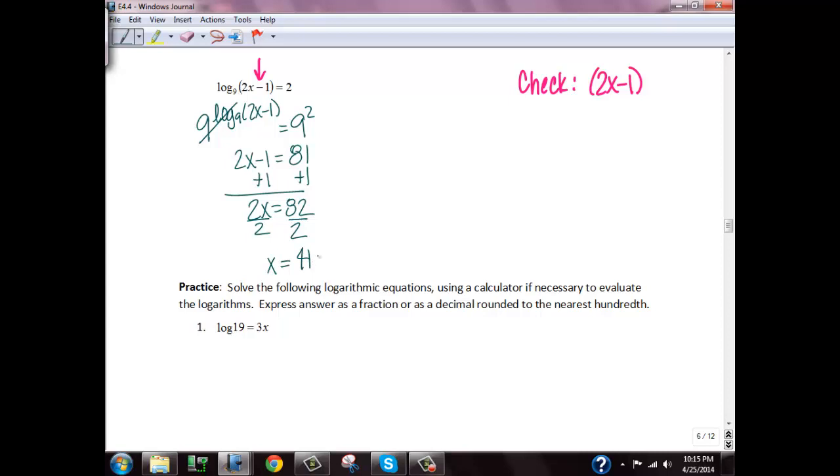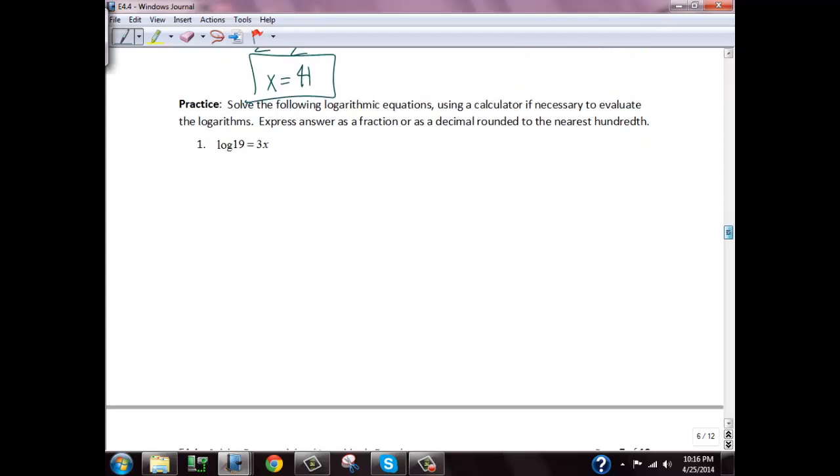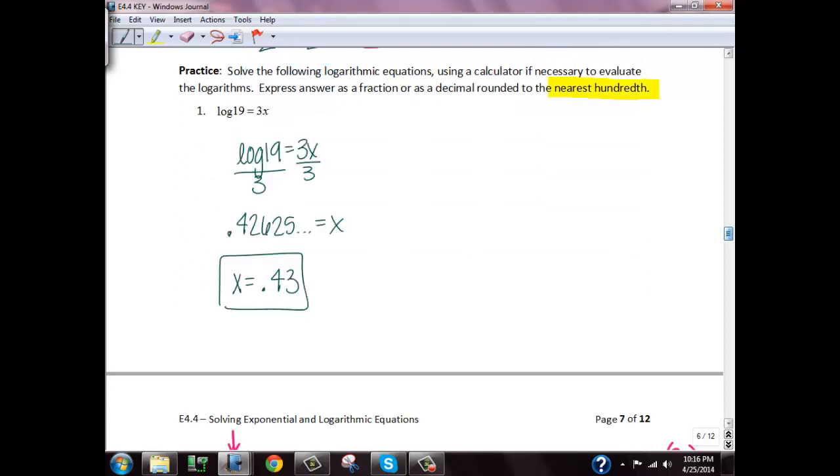Now before I circle my answer, I must check x equals 41 over here. If I plug 41 in, 2 times 41 is 82, minus 1 gives me 81, which is positive. It's not 0, it's not negative, so this solution works. All right, so there are 3, I believe, yes, 3 for y'all to try. I'll give you a minute, and then we'll go over them.